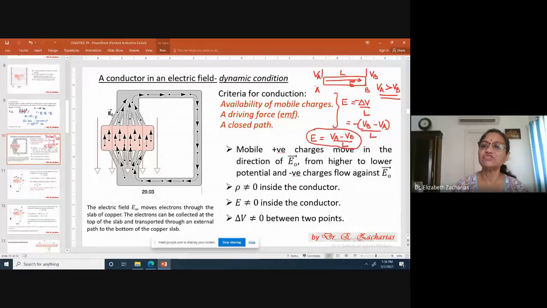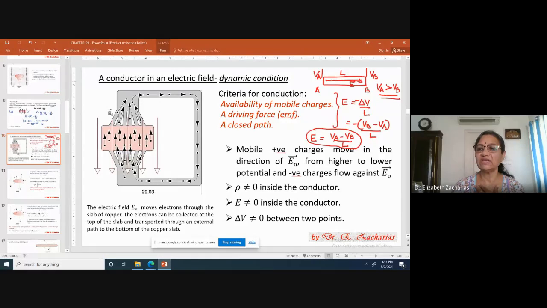If I have a strip of material of length L, and if I apply an electric field like this, it just means that I'm creating a potential difference between the ends A and B. What is the relationship between field and potential difference? Field is equal to minus delta V by L. Normally you write it as minus dV by dL or dV by dR. I know that the difference is L, and I can see that it is minus, and what is this delta V? VB minus VA. Now let's remove this minus sign, it becomes VA minus VB by L.